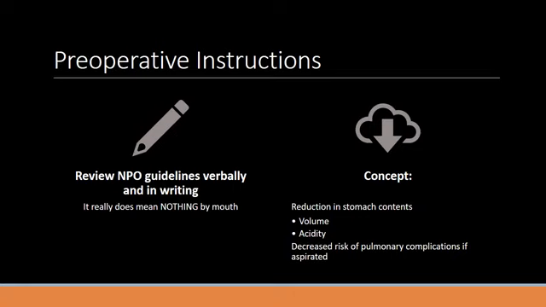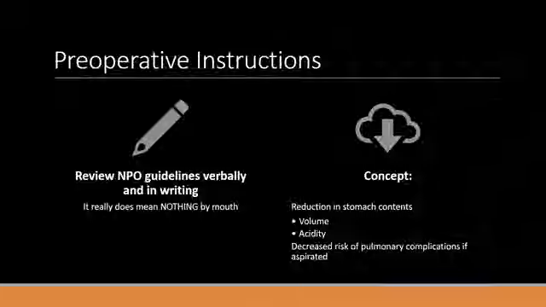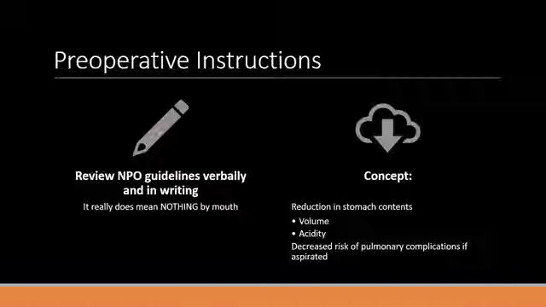And the big concepts here are by keeping the patient NPO, what that does is that reduces the volume of food and the volume of stuff in their stomach, and it also helps reduce the acidity. And those are the two big problems that cause the most problems. If they throw up and those contents go in their lungs, increased volume and increased acidity really increase the damage that results from the pulmonary aspiration.